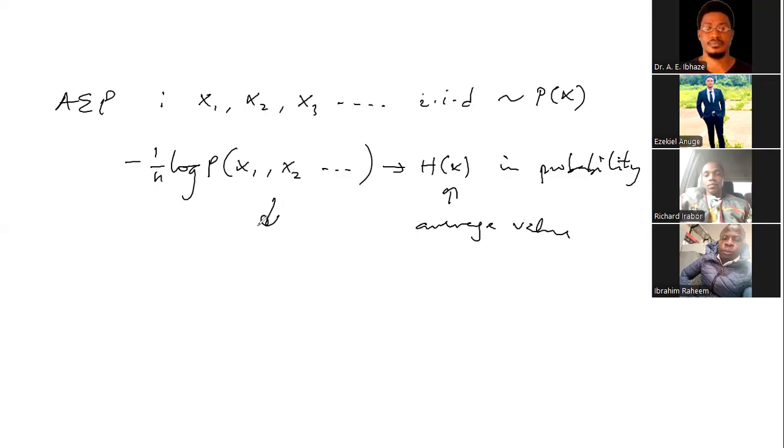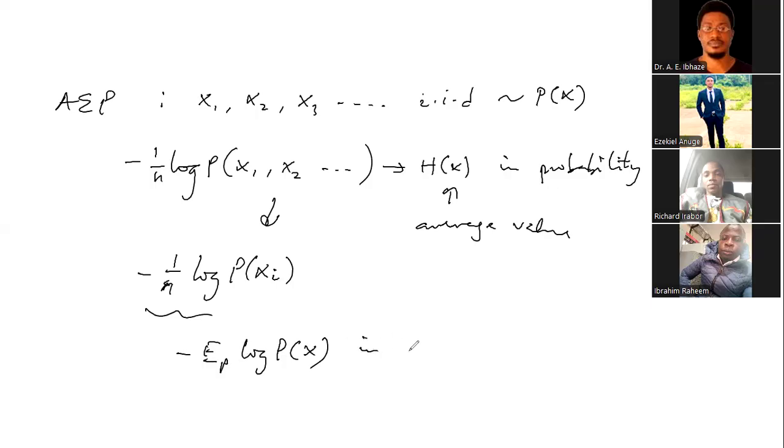Because this technically is more like saying this is the average value of negative log P of X sub i, where i takes on all of those values. And we already know that this is more like the expected value, this average value. So this will give us negative expected value of log P of X, and this is in probability. And this we know is the entropy, H of X. So we are literally dealing with the source entropy. Okay?